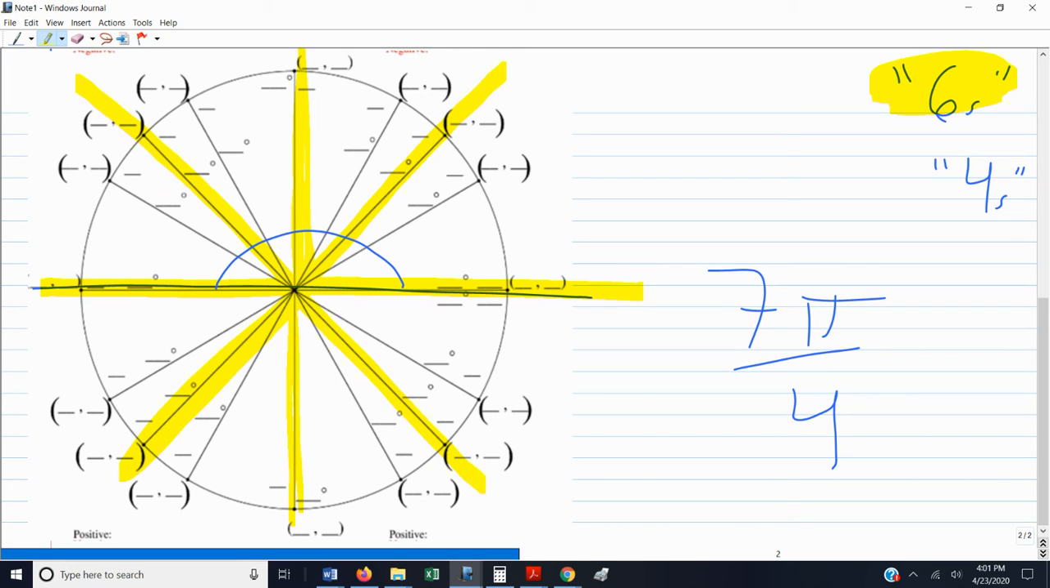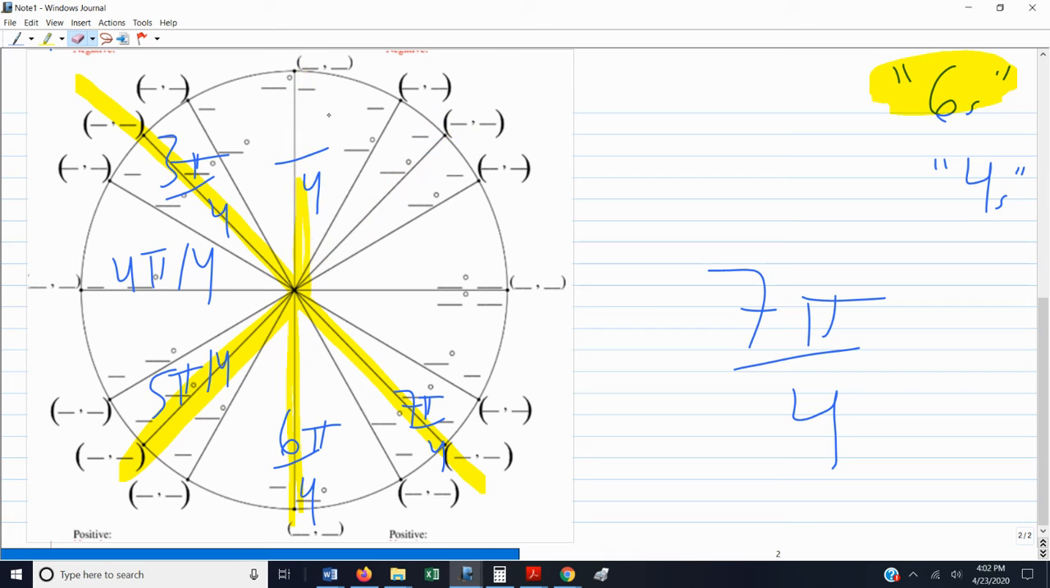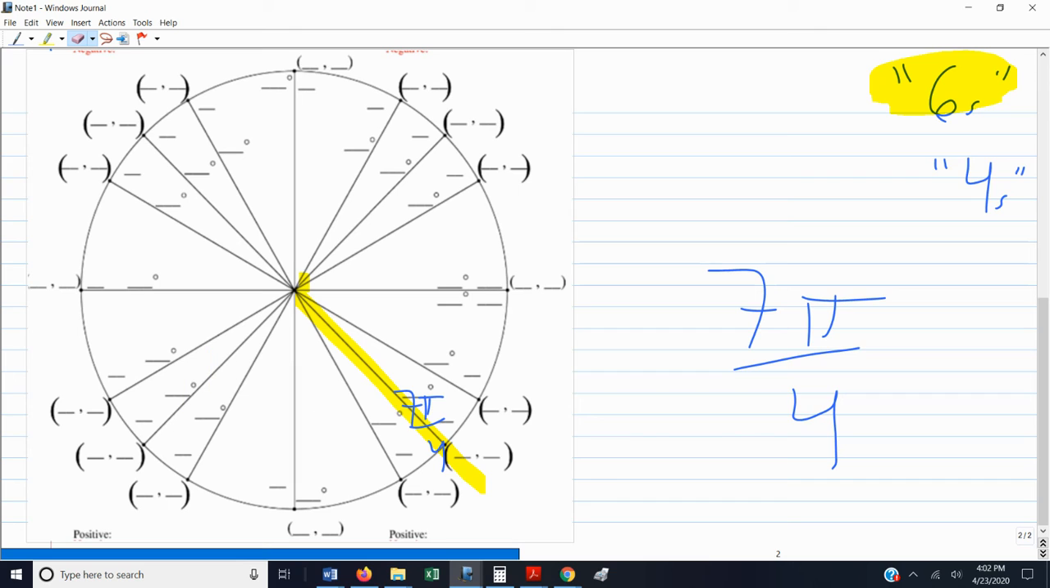because it's a little bit different. We haven't looked at one of these 45-degree angles yet. So we see 4 pizza slices from 0 to pi, so we're going around the circle by 4s. This is 1 pi over 4, 2 pi over 4, 3 pi over 4, 4 pi over 4, 5 pi over 4, 6 pi over 4, 7 pi over 4. So there it is in quadrant 4 there. That's the angle we're looking for. So 7 pi over 4 is located there.